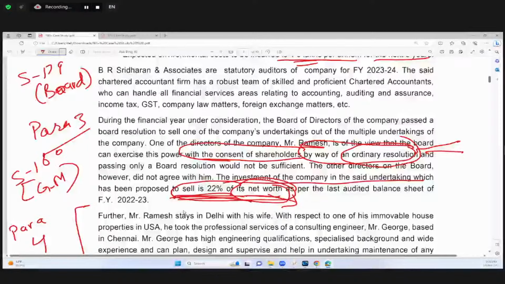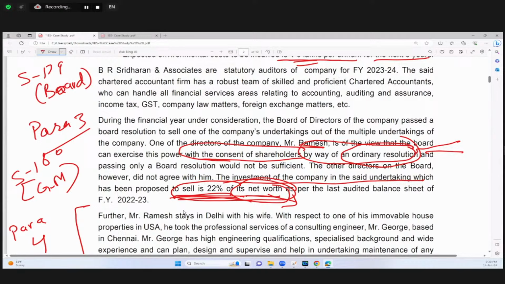Now moving to what is a special resolution. In a special resolution there is a three-fourths majority, that is, 75% of the members or shareholders have to be in favor of that item. Taking the same example of 100 shareholders, 75 members should be in favor of that item and 25 against. Then we can consider that the item is passed by special resolution.